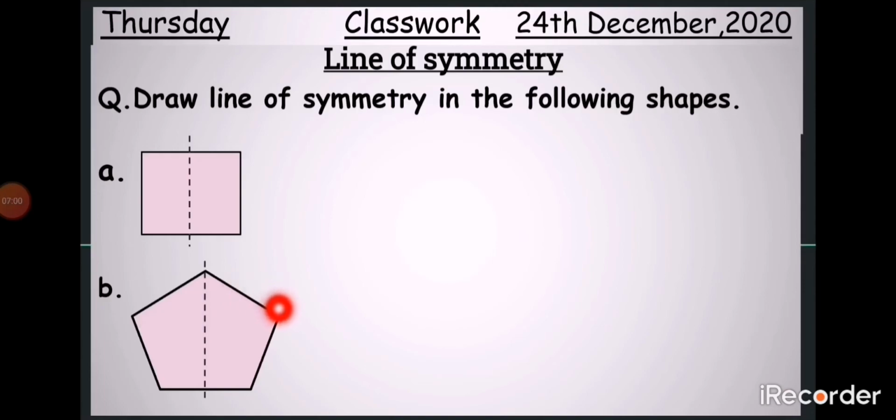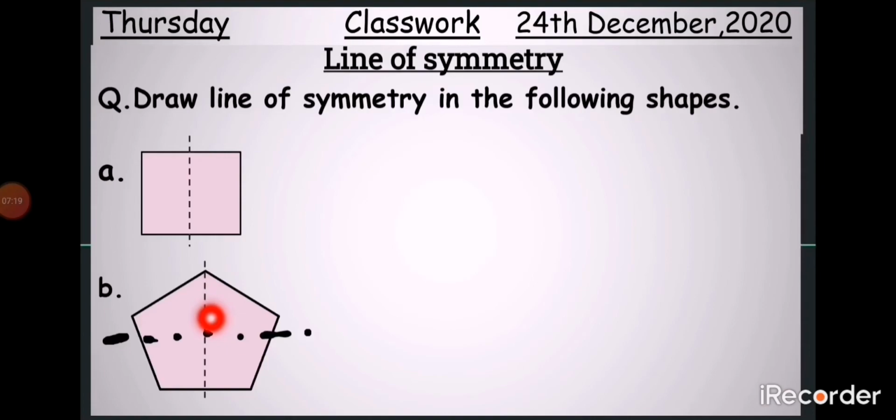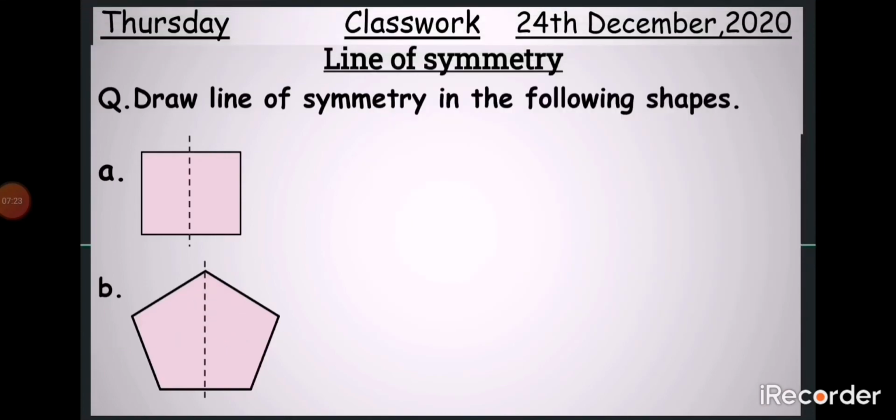So I fold this shape from right to left and left to right, and I got this line of symmetry, because both sides are mirror images of each other. So if I fold this shape up to down, can I get the line of symmetry? Let me try. Is the shape cut into 2 equal halves? No. So this shape, pentagon, has only one line of symmetry, that is vertical.